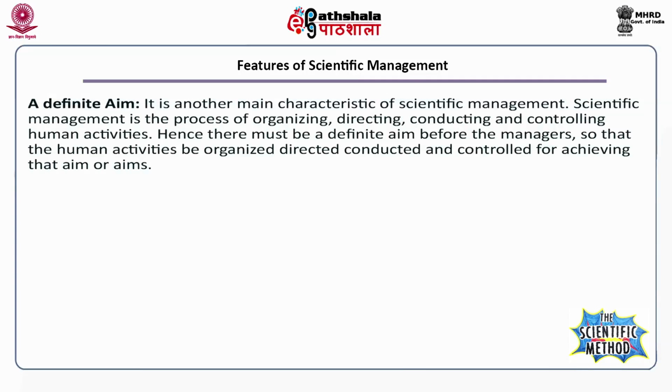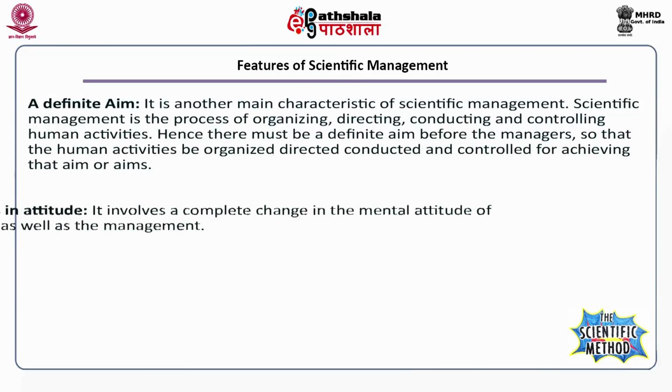A definite aim. It is another main characteristic of scientific management. Scientific management is the process of organizing, directing, conducting and controlling human activities. Hence, there must be a definite aim before the managers so that the human activities be organized, directed, conducted and controlled for achieving that aim or aims.